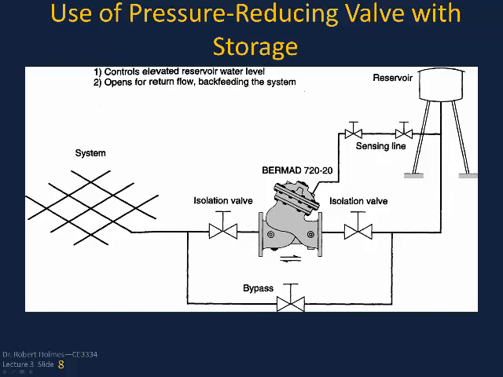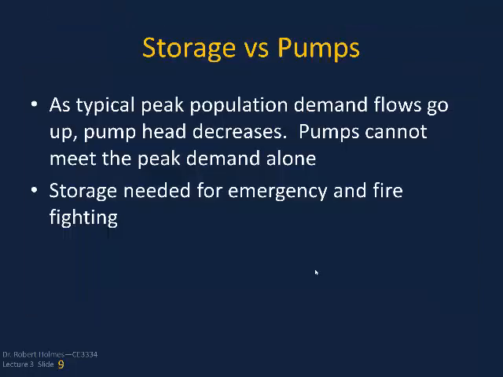You have isolation valves on both sides of that and a bypass, simply because there might be a need for repair of the pressure reducing valve and you need to take it offline, but you don't want to stop your flow going out into your main system.